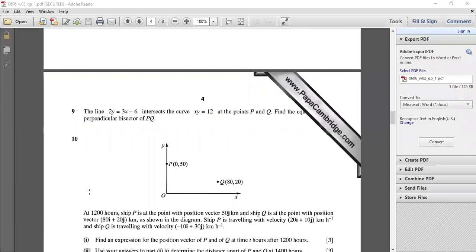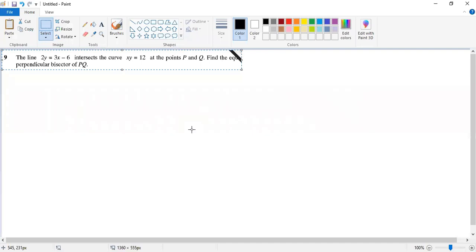Let's start on question number 9. Okay, I'm going to move this question to whiteboard, please, and we shall begin. The line 2y equals 3x minus 6 intersects the curve xy equals 12 at points P and Q. So find the equation of the perpendicular bisector of PQ.